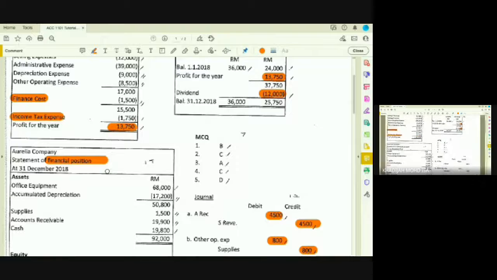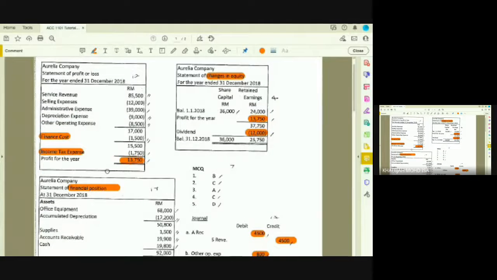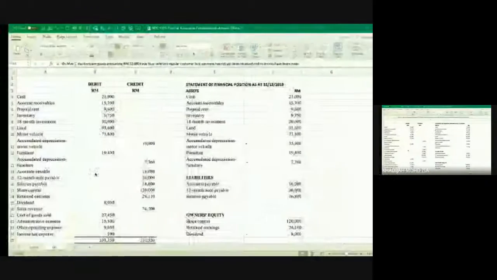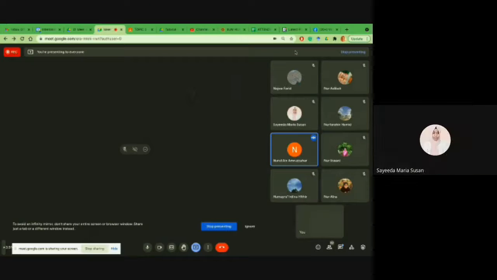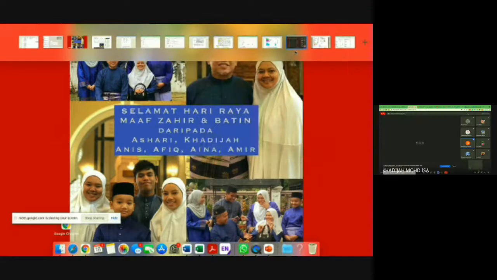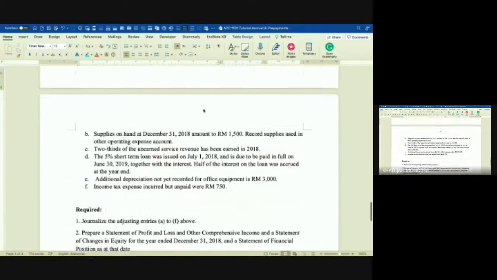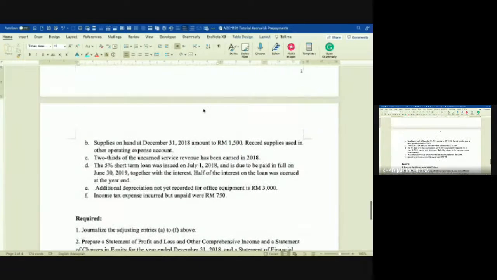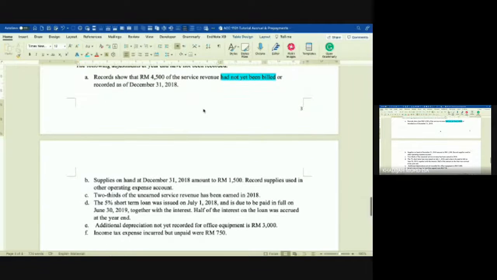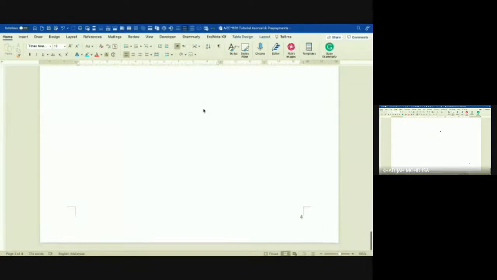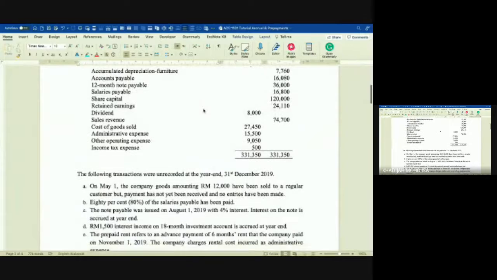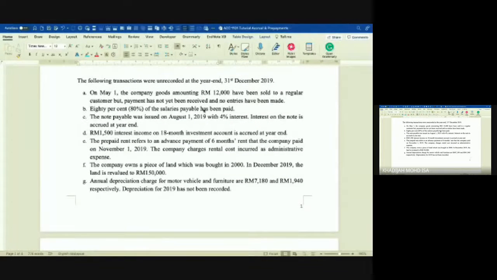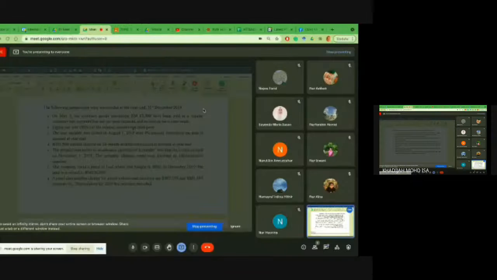Question? Does that help you to understand the topic better? Yes, madam. Okay, any part that normally you are not sure with regard to these accruals? Nothing? So you can do all the questions tomorrow? So this is question number 3, or we only have 1, 2, and 3. Okay. All right. If you have no other questions, shall we end the class?